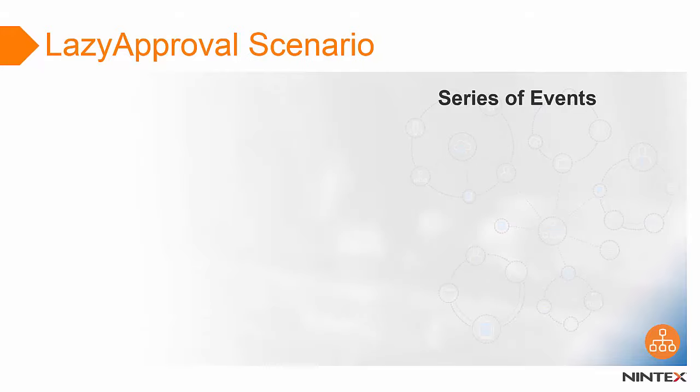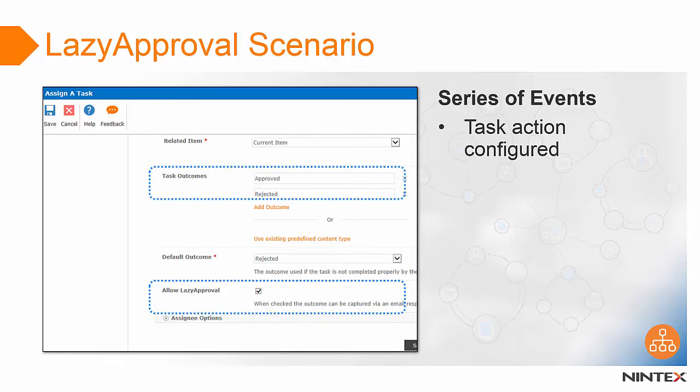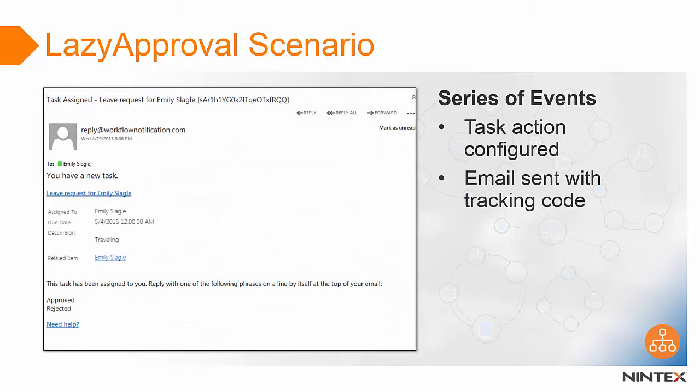When talking about LazyApproval, there are a series of events that occur that help make the process happen smoothly. First, the workflow designer configures a task action in their workflow to use LazyApproval and defines task outcomes such as approved and rejected. These are the default task outcomes, but you can add your own custom outcomes, allowing you to have multiple choice branches for the workflow. The workflow then sends a notification email message to the email account for the assigned reviewer. The subject line contains an identification code for tracing the email thread and updating task status.